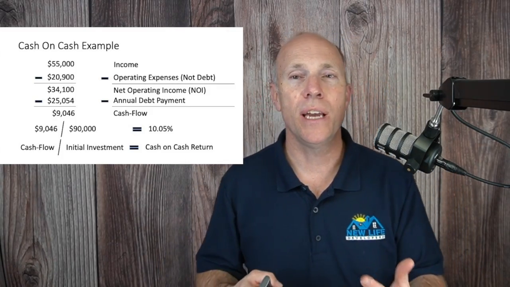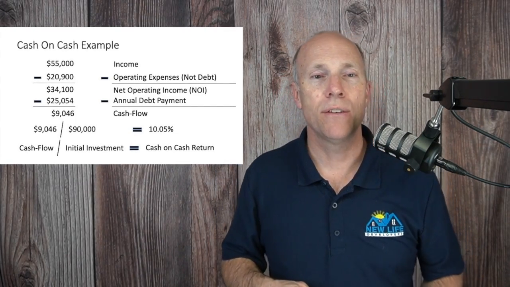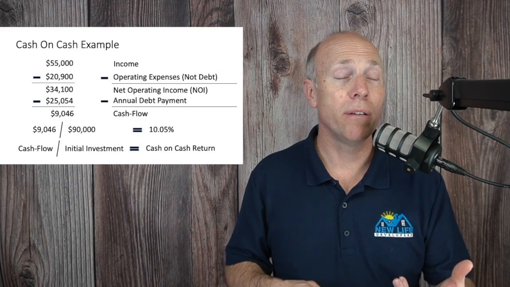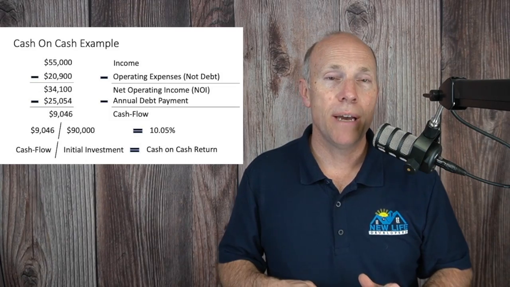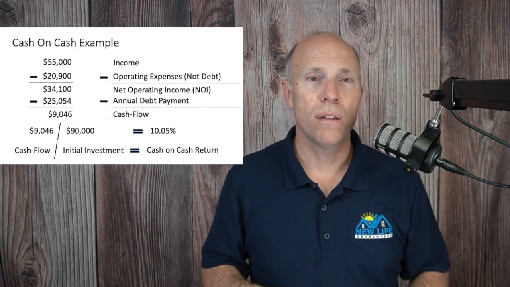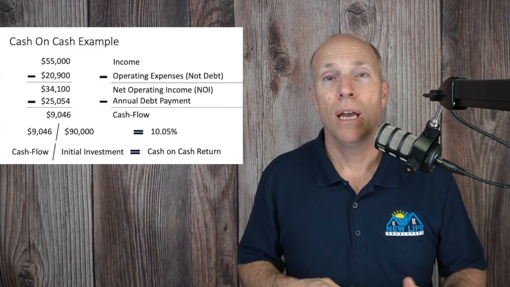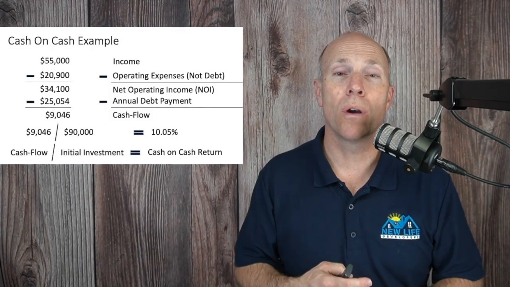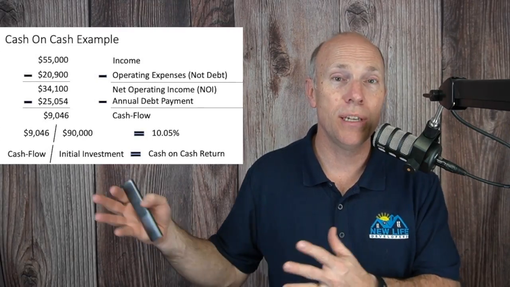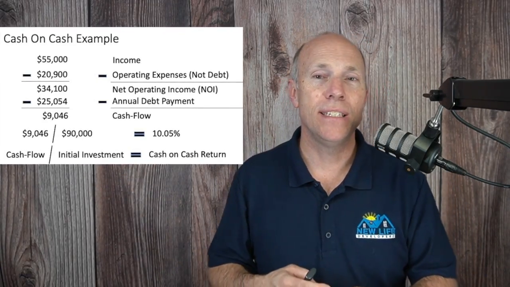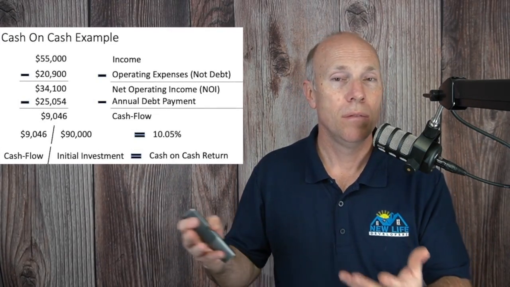Let's walk back through the same property. We had a $55,000 income and $20,900 in operating expenses, which yielded a net operating income of $34,100. I had an annual debt payment of $25,054, which gave me a cash flow of $9,000 a year. I put 20% down on a $450,000 property, so that is, voila, $90,000. If I take the cash flow divided by my initial investment, that's 10%.